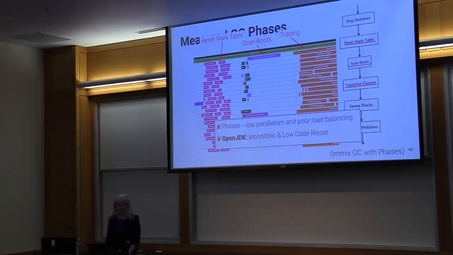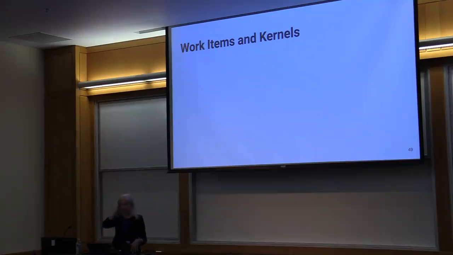All right. Okay. So poor load balancing, not very good parallelism here. And if we look at the original OpenJDK implementation, which also uses phases, as well as the original version of all the MMTk phases, you've got two problems, right? And so this is the phase problem, and I already talked about the monolithic problem.